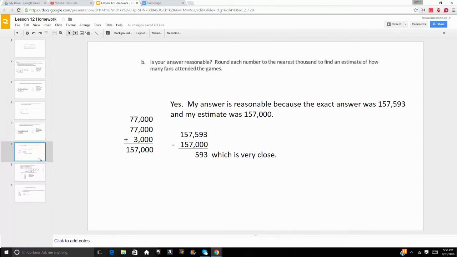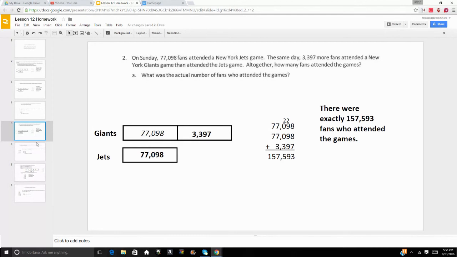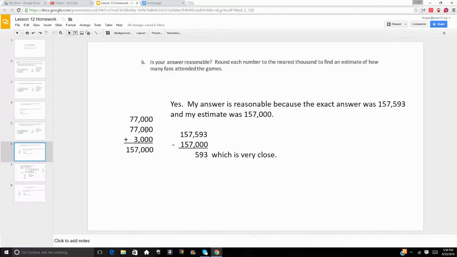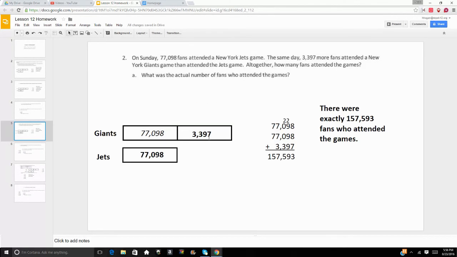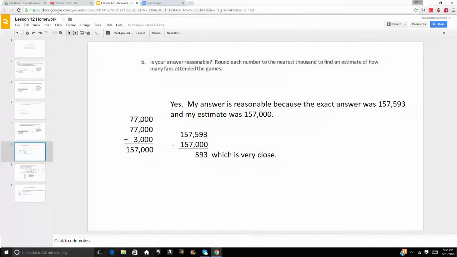Well, is your answer reasonable? So they're kind of combining this. We have to round here. So we're saying that 77,098, well, that rounds to 77,000, doesn't it? And 3,397, well, that rounds to 3,000. So 7 plus 7 is 14, plus 3 is 17, and 7 plus 7 is 14, and 1 is 15.